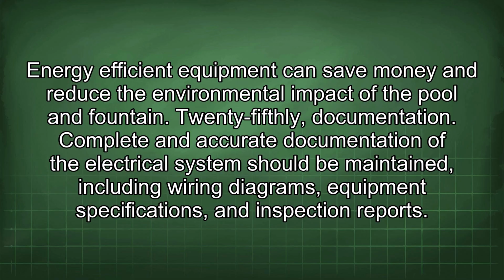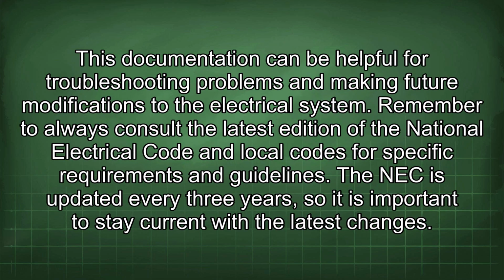25th, documentation. Complete and accurate documentation of the electrical system should be maintained, including wiring diagrams, equipment specifications, and inspection reports. This documentation can be helpful for troubleshooting problems and making future modifications to the electrical system. Remember to always consult the latest edition of the National Electrical Code and local codes for specific requirements and guidelines. The NEC is updated every 3 years, so it is important to stay current with the latest changes.